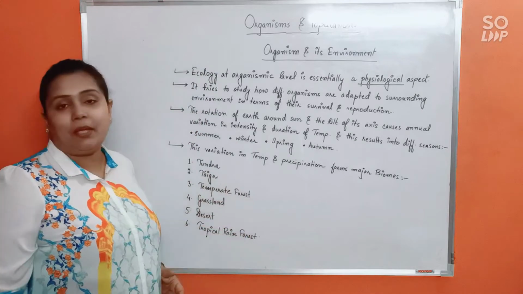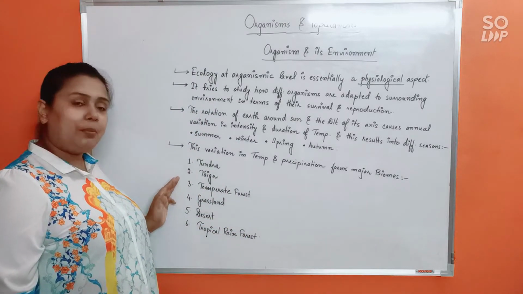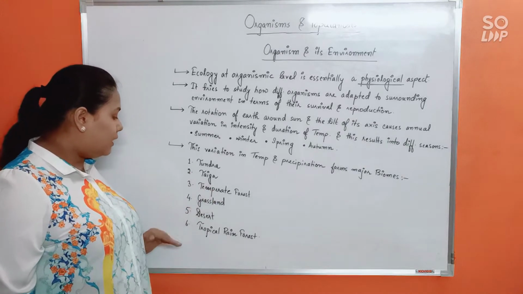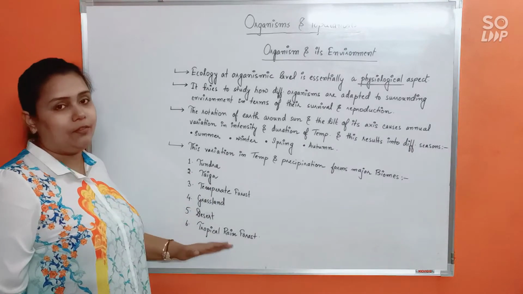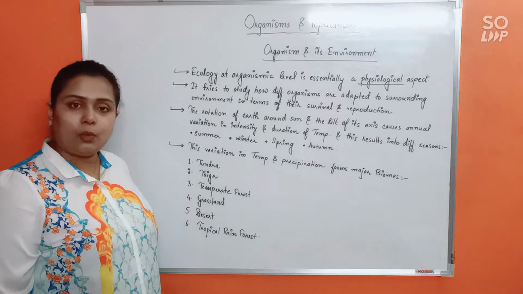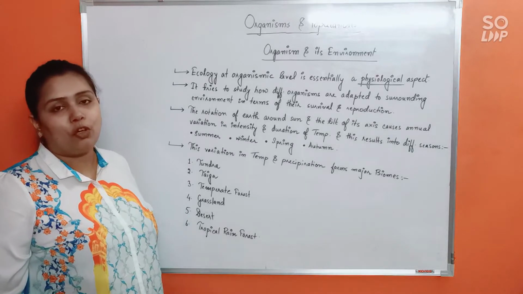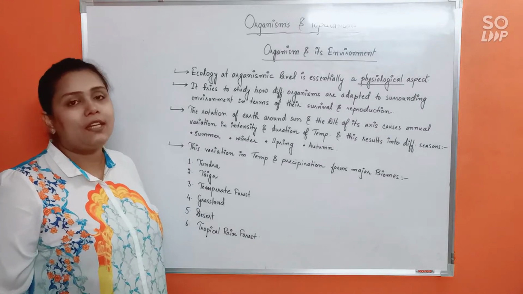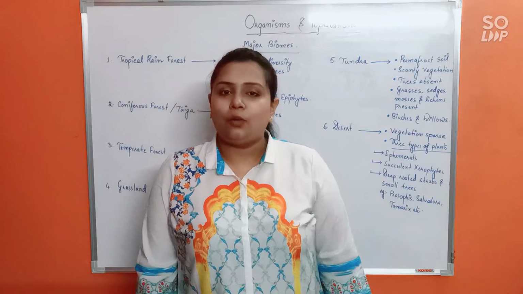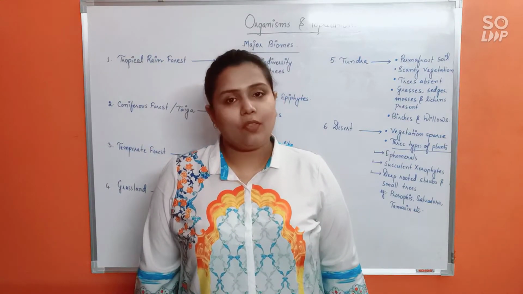Okay, so what are the major biomes? Tundra, taiga, temperate forest, grassland, desert and tropical rainforest. So these are the major biomes present in the world. Okay, so let us discuss them a little bit first before we move on to the major biomes that are present in India. So now let us discuss a little bit regarding the major biomes that are present in the world.